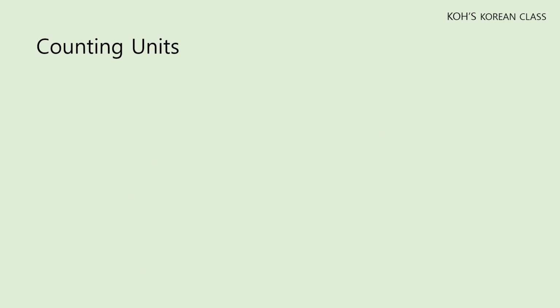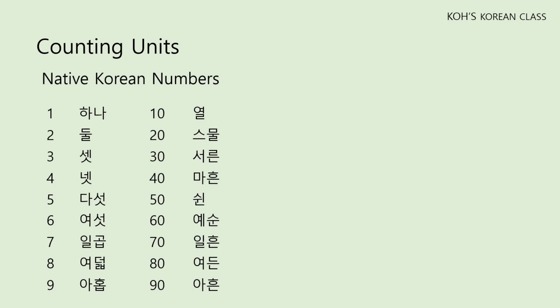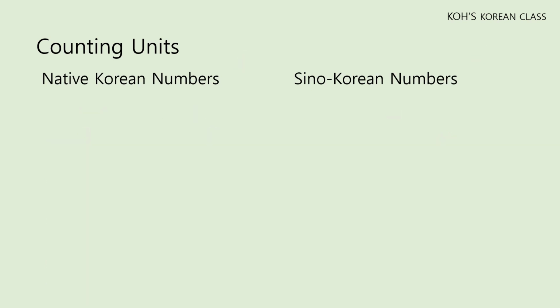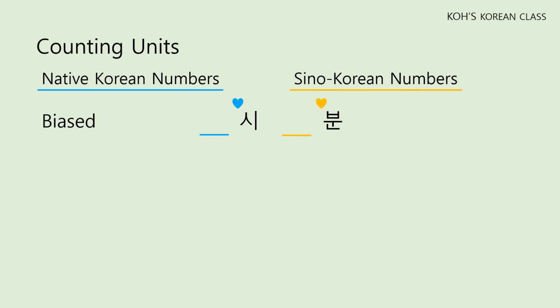Now you can say the number of things properly, but there are 2 number systems in Korean, the native and the Sino-Korean. So how can you tell when to use the native Korean numbers and when to use the Sino-Korean numbers? Some counting units are biased for one of the number systems. For example, the counting unit for hours, 시, uses the native Korean system. In contrast, minutes, 분, only uses the Sino-Korean system. So this is read as 10시 10분.